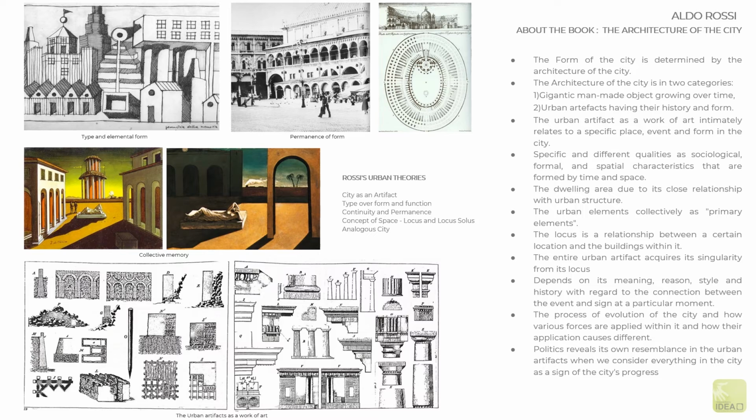Our fifth author is Aldo Rossi. The book, The Architecture of the City, gives a glance of architecture with respect to the city as a meaning of collective life, history, and reality, instead of a functional aspect. Rossi's urban theories explain the evolution of the city, the city as an artifact, primary elements as fixed activities, type over form and function, collective memory, emphasis on the collective, the public realm, continuity and permanence, concept of space, and the analogous city.